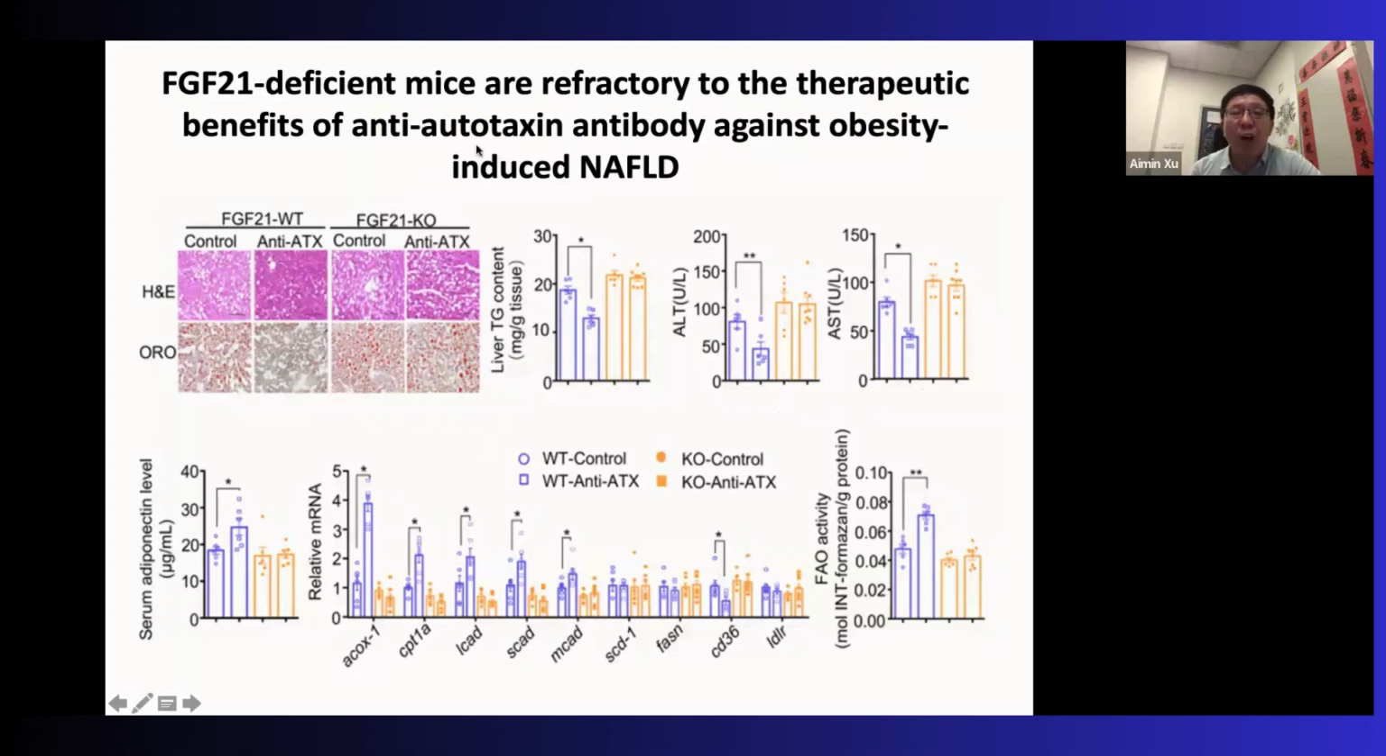On the other hand, in FGF21-deficient mice, if we treat with anti-autotaxin antibody, the therapeutic benefit of the antibody is reduced or disappears. As you can see from here, in the wild-type mice after treatment with autotaxin antibody, the fatty liver is reduced, but in the FGF21 knockout mice there is no effect. Similarly, the ALT and AST levels in wild-type mice show an obvious decrease after anti-autotaxin antibody treatment, but not in the FGF21 knockout mice.